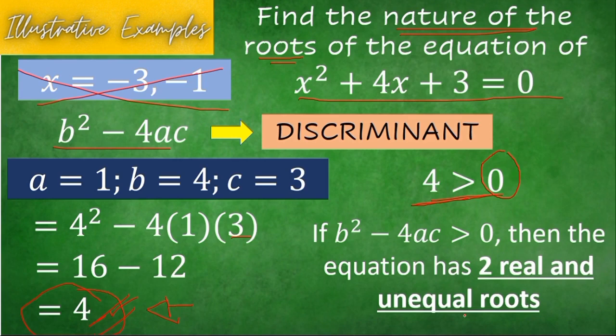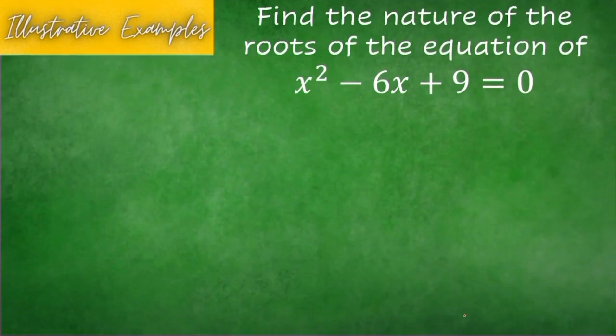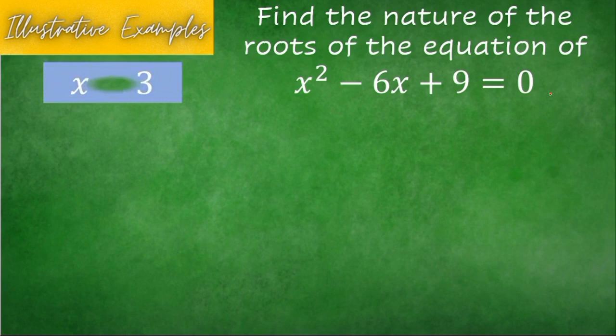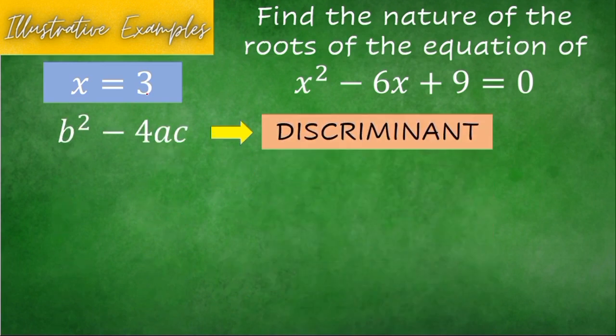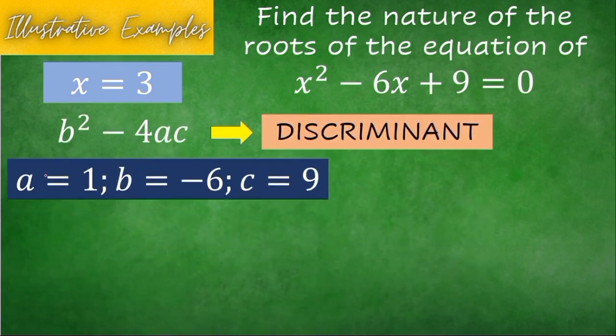Let's proceed. Another example. Find the nature of the roots of the equation x squared minus 6x plus 9 equals 0. If you are going to solve for the roots, it is just 3. If you will describe this, it is real and there is only one, which means it is equal. Let's see. Let's use again the discriminant. The values of a, b, and c are 1, negative 6, and 9 respectively.